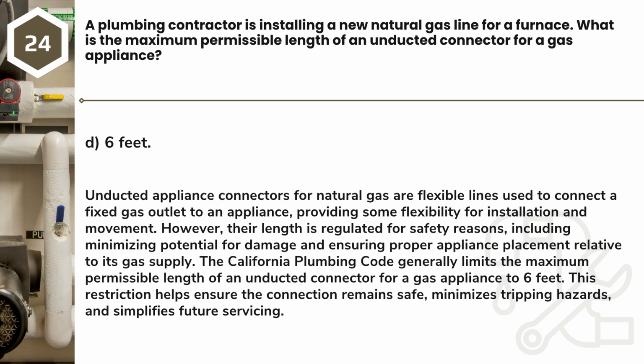Answer: D. 6 feet. Unducted appliance connectors for natural gas are flexible lines used to connect a fixed gas outlet to an appliance, providing some flexibility for installation and movement. However, their length is regulated for safety reasons, including minimizing potential for damage and ensuring proper appliance placement relative to its gas supply. The California Plumbing Code generally limits the maximum permissible length of an unducted connector for a gas appliance to 6 feet. This restriction helps ensure the connection remains safe, minimizes tripping hazards, and simplifies future servicing.